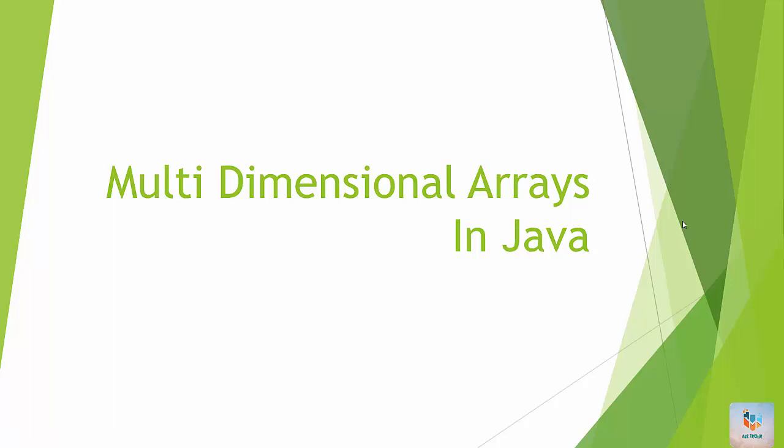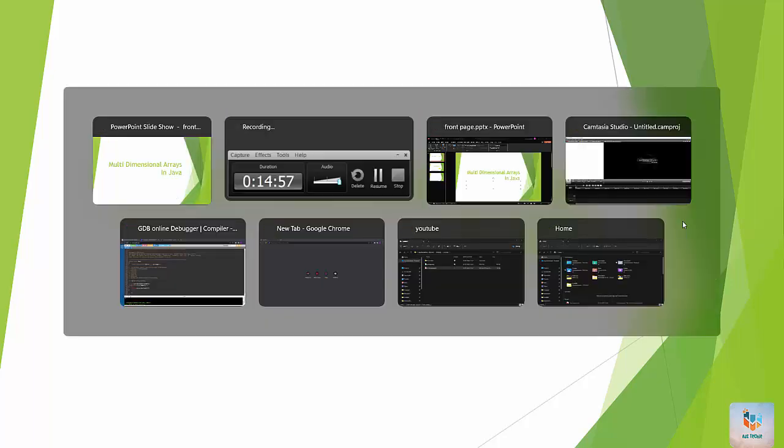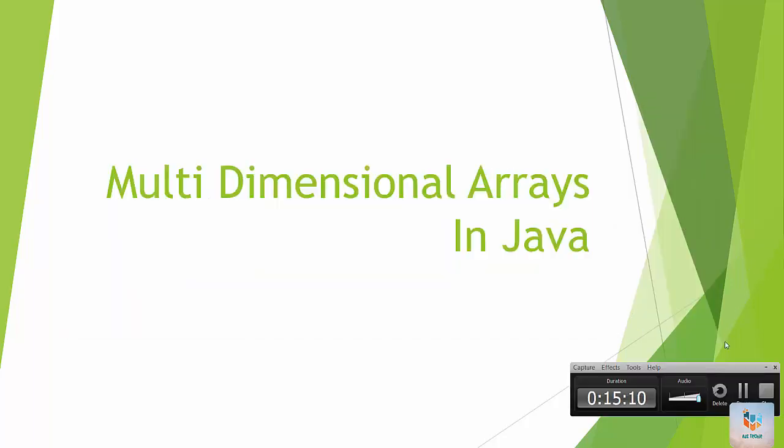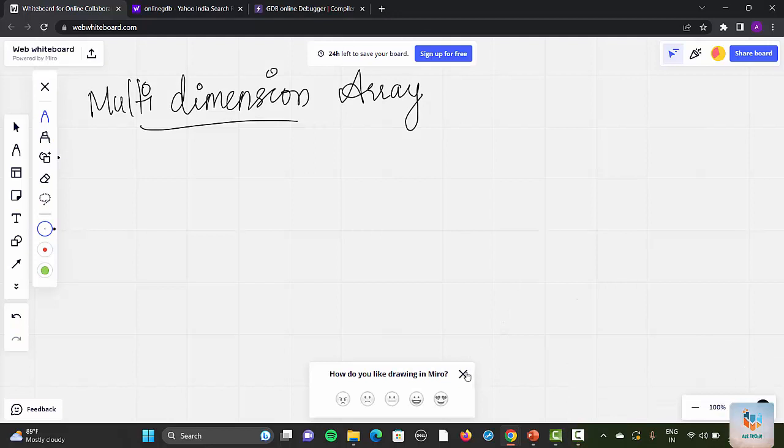Hi everyone, in this video we are going to see multi-dimension arrays in Java. So we are going to see multi-dimensional array. We have seen single dimension array. In a single dimension array only one row will be there.